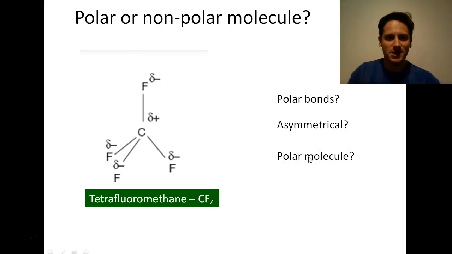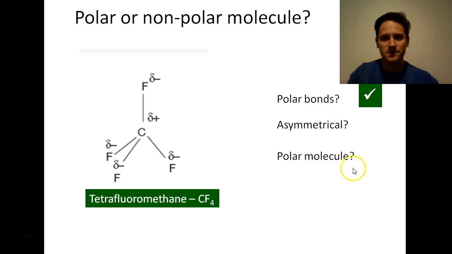Last example, we have tetrafluoromethane, CF4. So we have the carbon central, and we've got 4 fluorines coming off. Now remember, this is the 3D structure, so the bonds aren't separated in a cross like they would be in a 2D structure. Now, do we have polar bonds? We've got a delta plus on the carbon and a delta minus on the fluorine, because fluorine is more electronegative than carbon. So we do have polar bonds.